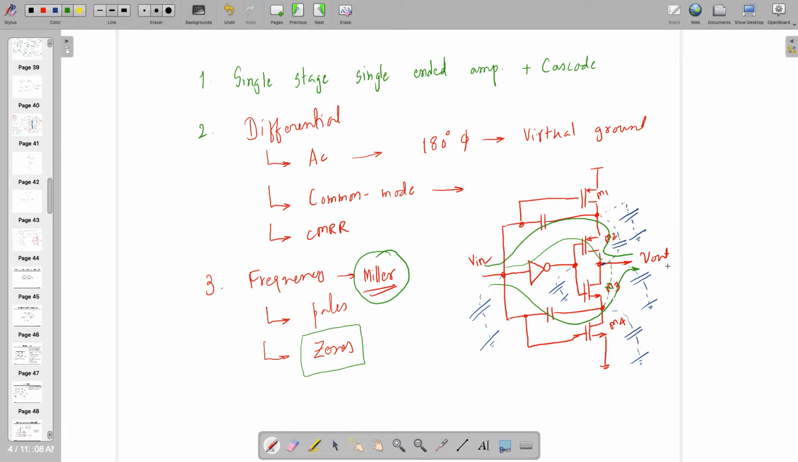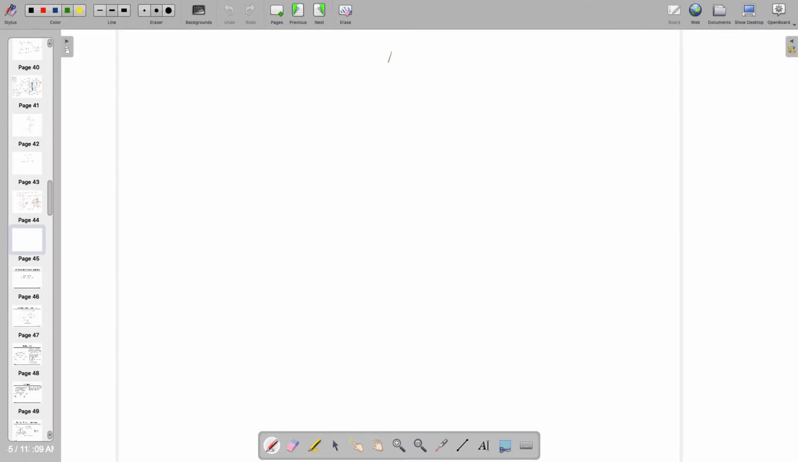Other than that, the first topic of Opamp we also started working on, and that's the two-stage Opamp, because we know that any circuit in negative feedback has gain A by 1 plus A beta, where beta is the feedback factor.